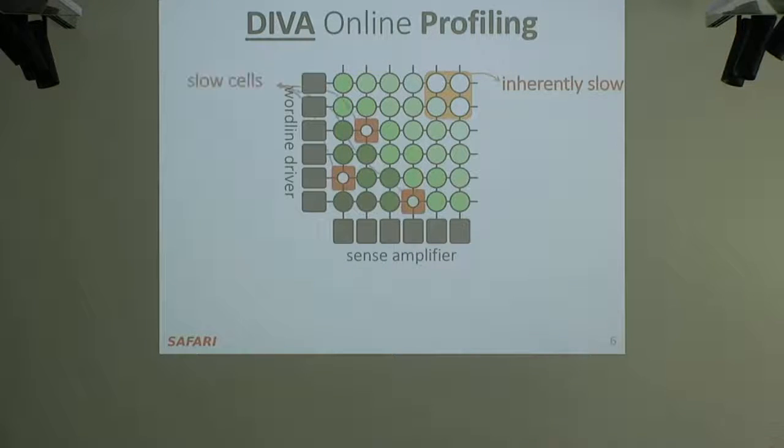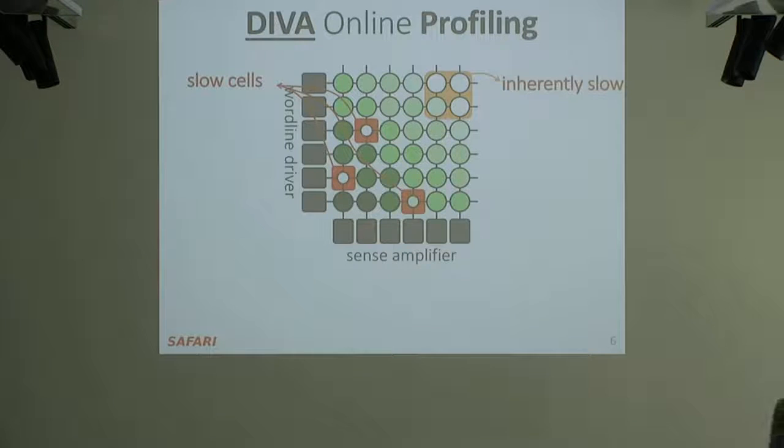But of course, you can tell me that that's not the entire picture, right? And that's true. It's not the entire picture because the access latency, the minimum latency of a cell is not just determined by where it is. It's also determined by this process variation that we discussed last time. Some cells are slow because they randomly happen to be slow because their access transistors are slow.